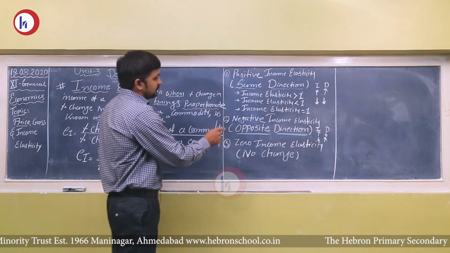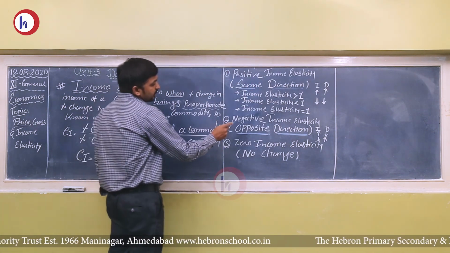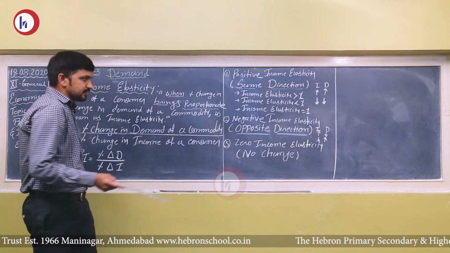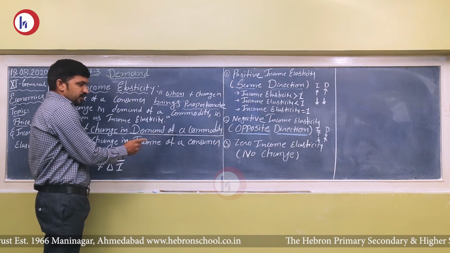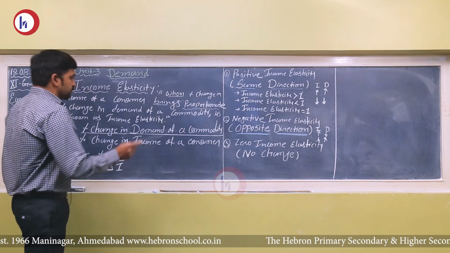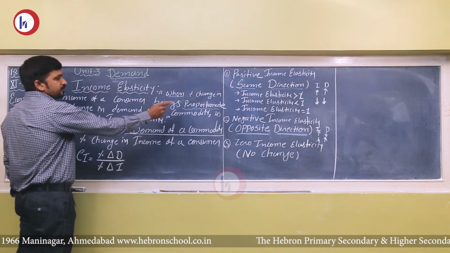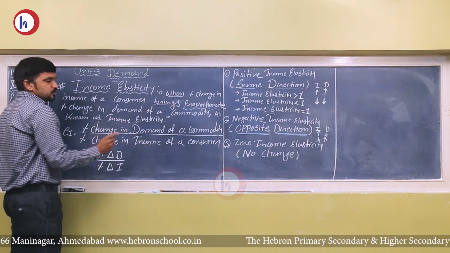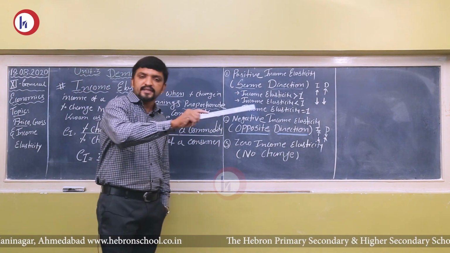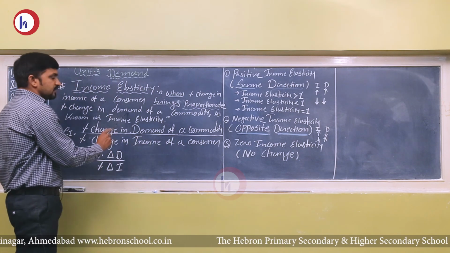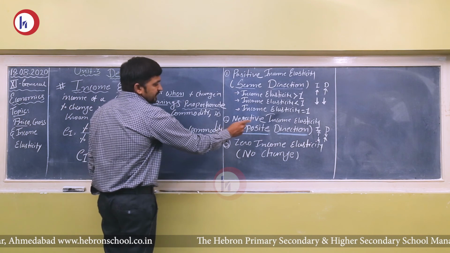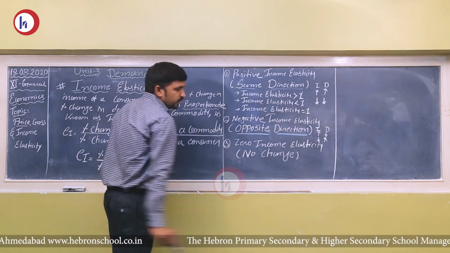And then the third one is income elasticity equals to 1. That is percentage change in demand of a commodity and percentage change in income of a consumer are same. So, meaning would be when percentage change in income of a consumer brings same proportionate percentage change in demand of a commodity, it is known as income elasticity equals to 1.